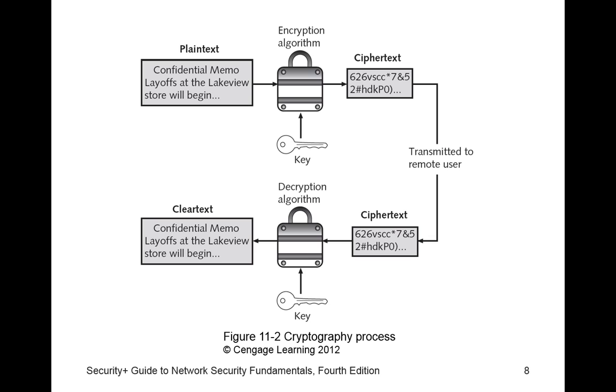Basically, here's what you've got. In simple text, you have the plain text: confidential memo, layoffs at Lakeview store will begin. It gets encrypted. Now it's in ciphertext. It's transported to the user in ciphertext. They have the decryption algorithm with that key, and then they're able to read the clear text. Does that make sense? Yeah.